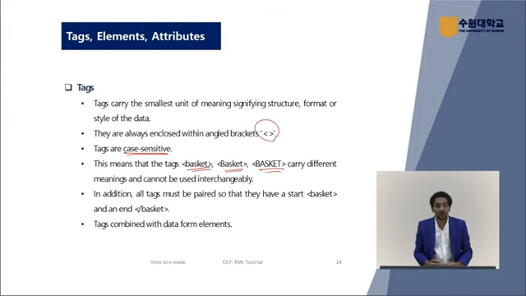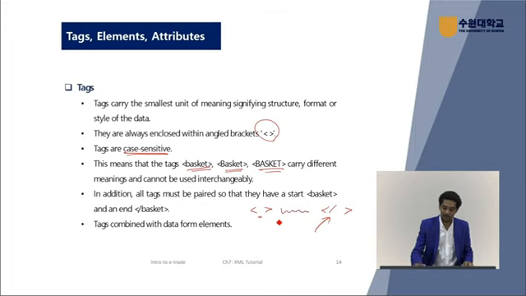In addition, all tags must be paired so that they have a start and an end like this. This is the opening tag, and then you have to close the tag like this. The forward slash is used to close a tag, and all these tags should come in pairs. All the tags that are opened should be closed, right? And tags are combined with data.